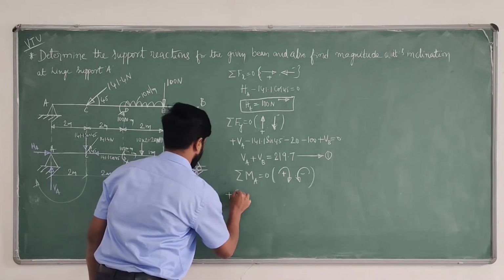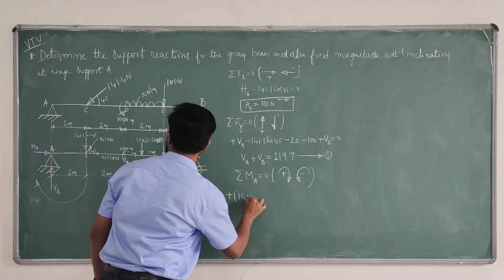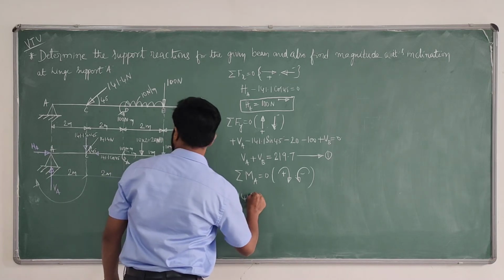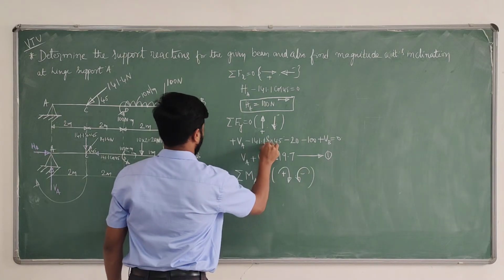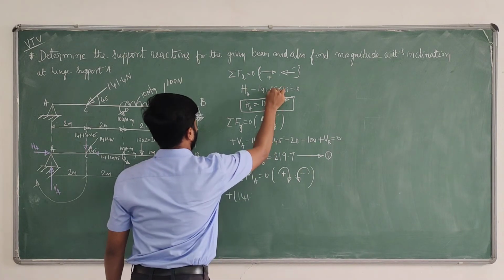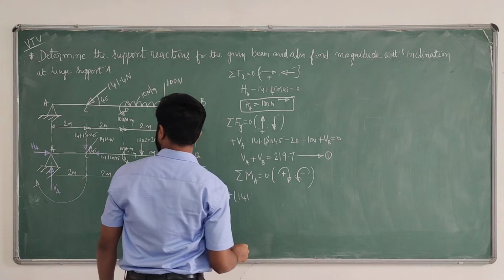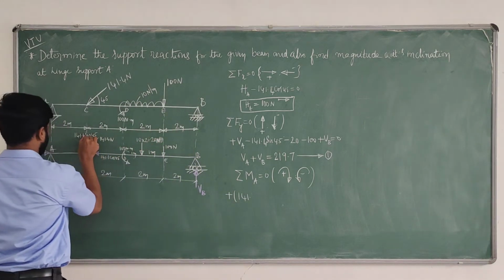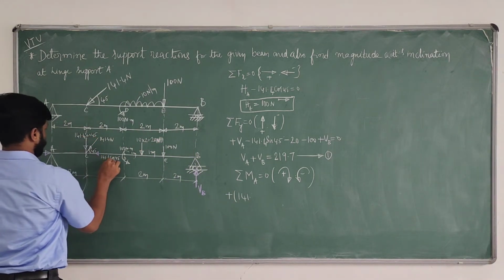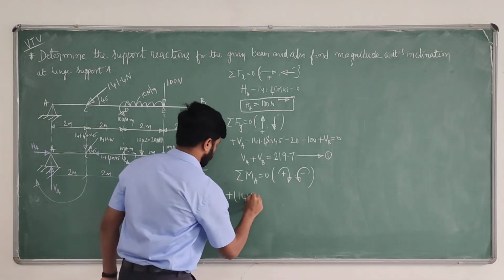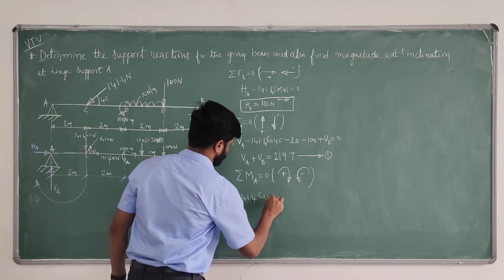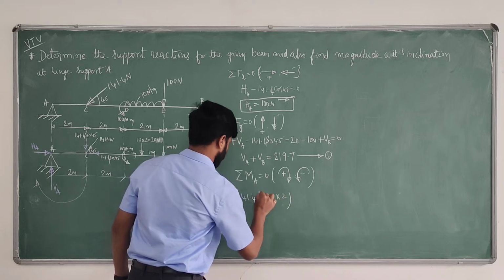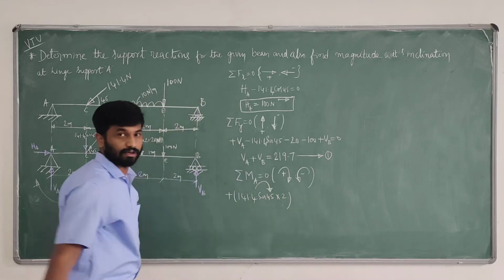Therefore, plus 141.4 sin 45 into 2. So we are adding it as clockwise.